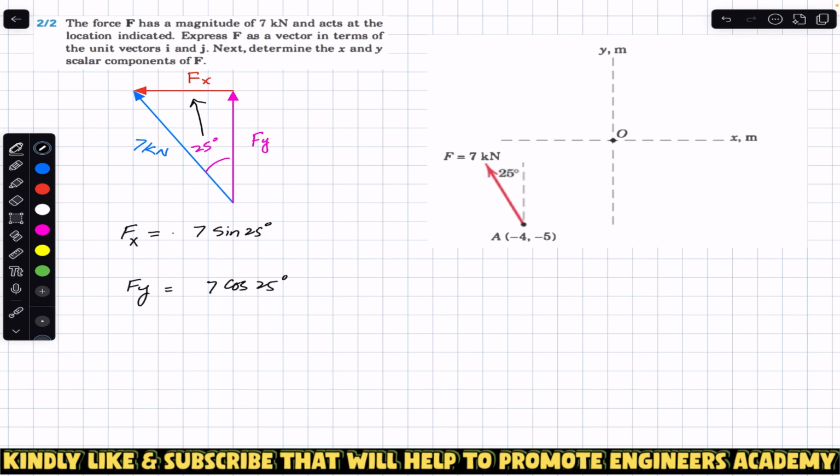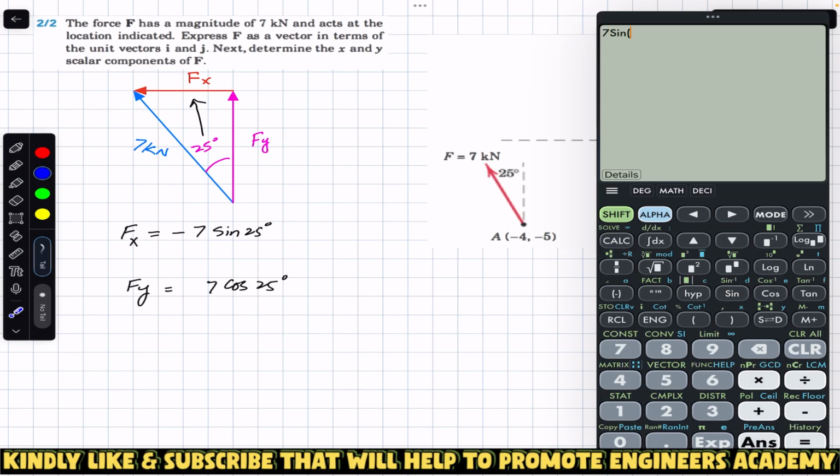Now F_x is acting in the negative x direction, so we will write a minus sign with F_x. So this will be minus 7 sine of 25 degrees, and F_y is plus 7 cos of 25 degrees. We can say that 7 sine of 25 is approximately 2.96, so minus 2.96, and this will be in kilonewton because the force magnitude is in kilonewton. And similarly, 7 cos of 25 is plus 6.34 kilonewton.